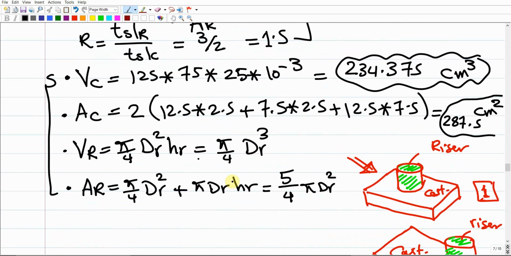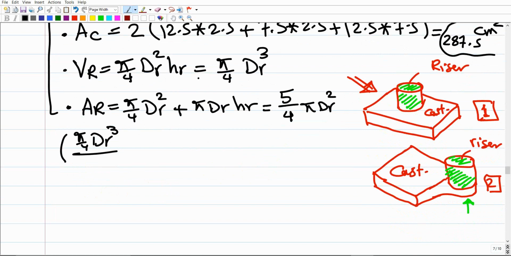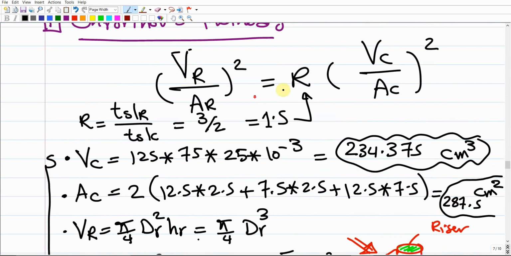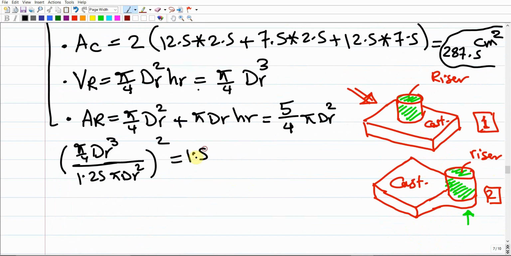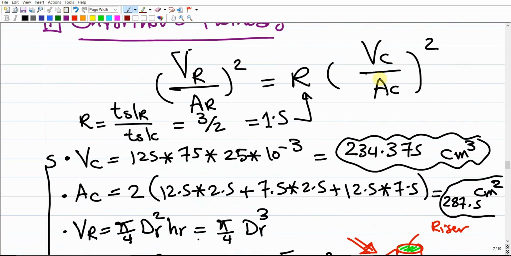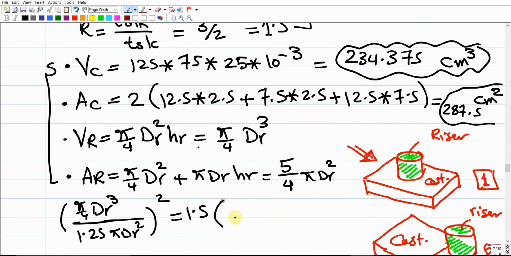So VR, we got it by this term. The first term will be pi over 4 dr cube divided by AR, which is going to be 1.25 dr squared. This is the first term, the VR over AR equals the R that we already calculated, 1.5 times the volume of the casting divided by the surface area. This is the volume, this is the surface area.